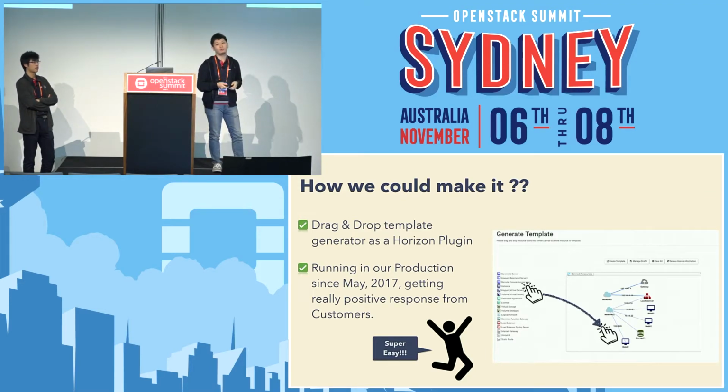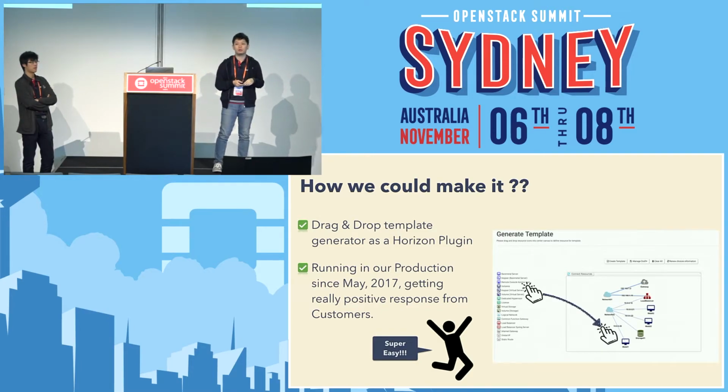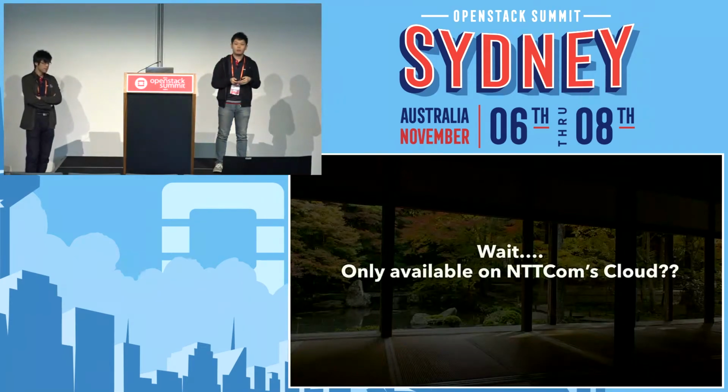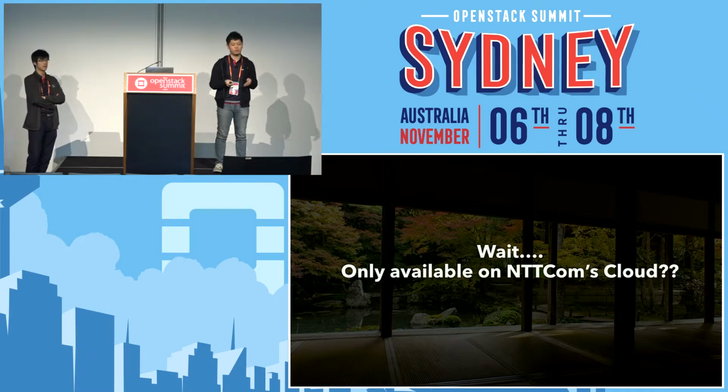And that really works well, and we got lots of positive comments from our customers. Maybe even though we started Heat in our public cloud, a lot of customers couldn't take up our Heat. And because we got lots of positive comments for this function, we decided to contribute this function to OpenStack upstream.